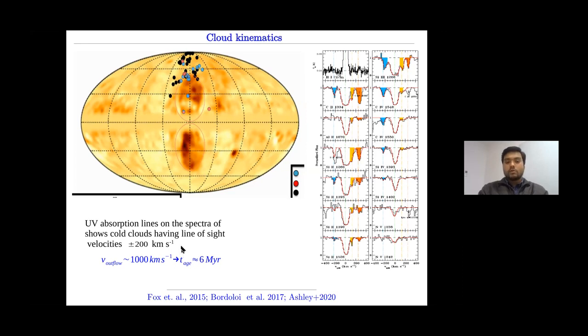And if you model the kinematics of the clouds, assuming momentum driven or energy driven, it turns out that the radial velocity for the cloud, if you assume that these clouds are completely radially outflowing, is about 1,000 kilometers per second. And it is a simple task from there to divide the distance by the velocity to estimate the age, which the clouds take to reach 10 kiloparsec from the galactic center, which is about 6 million years here.